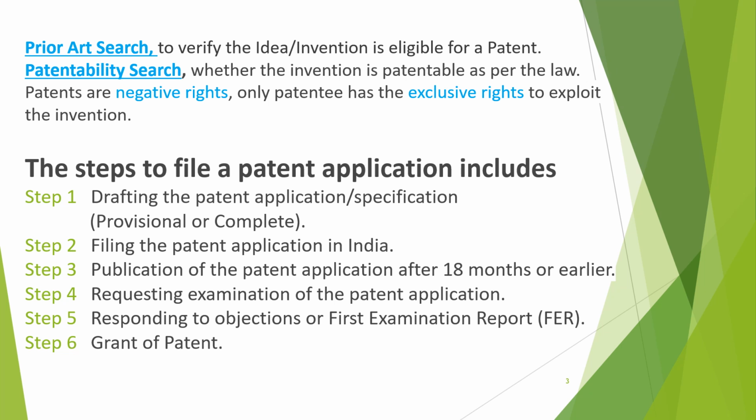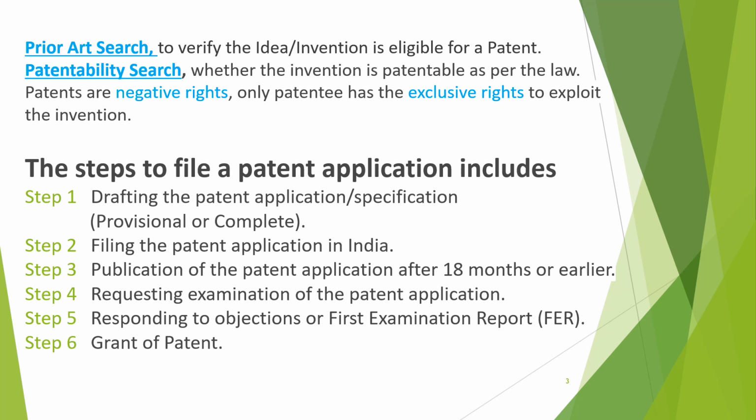Then when you file an application, the patent office also makes a patentability search to check whether all the criteria of a patent are being fulfilled, whether the invention is patentable as per the law of the land. Once they approve your application, then you get the patent, with exclusive rights to exploit that invention. You become the owner. Patents are generally said to be negative rights because they debar others from using your rights.